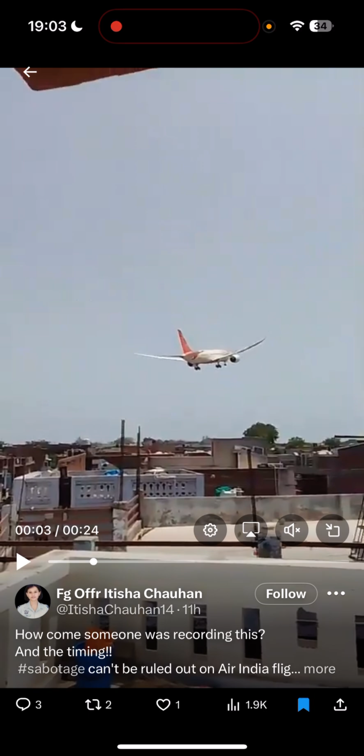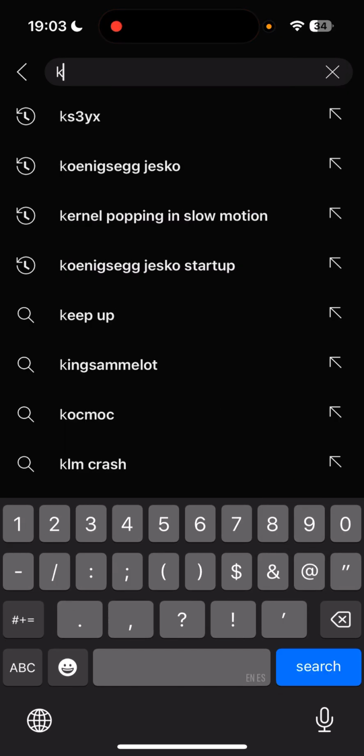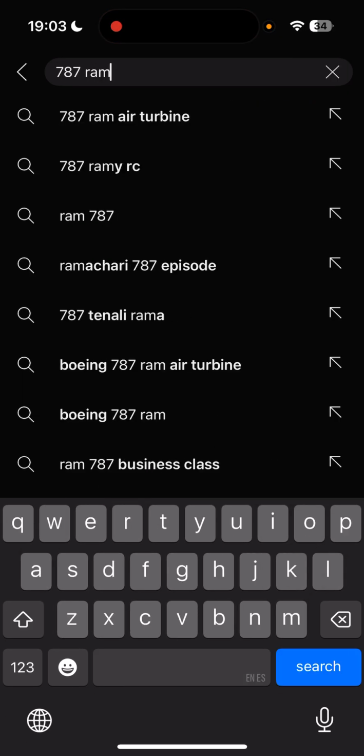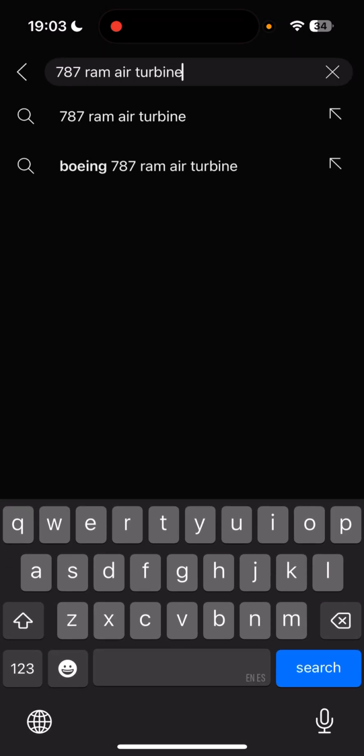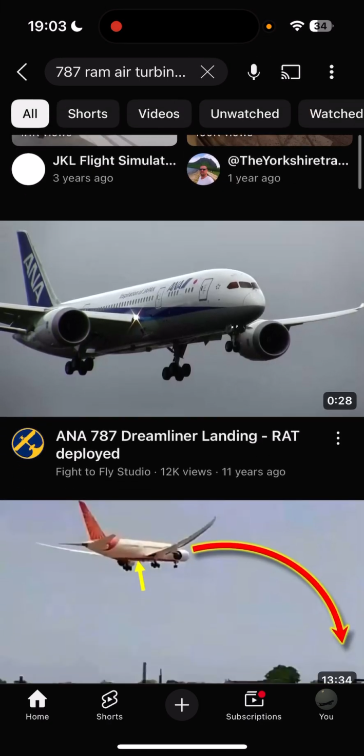The only time you hear a propeller from a plane like this is when both engines are out, I think. Now, the 787 has a ram air turbine that deploys when the plane loses engine power. And if I look up a video, 787 ram air turbine sound, I'm pretty sure, I'm trying. I think it's this one.